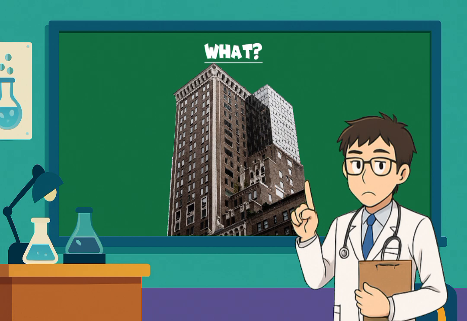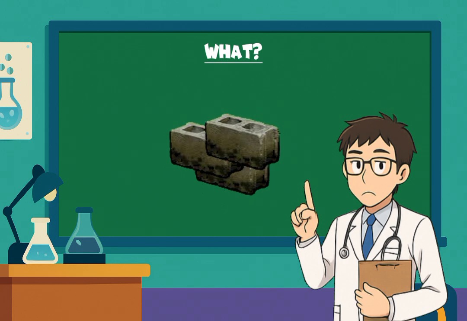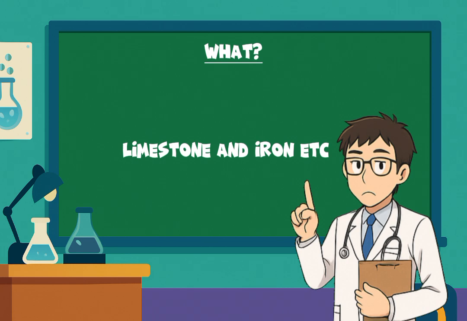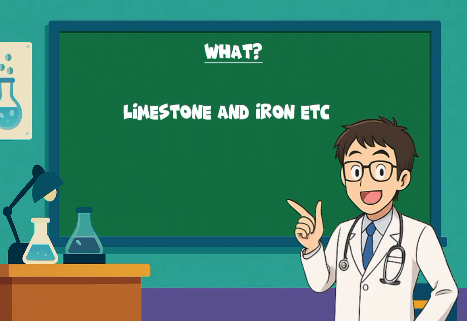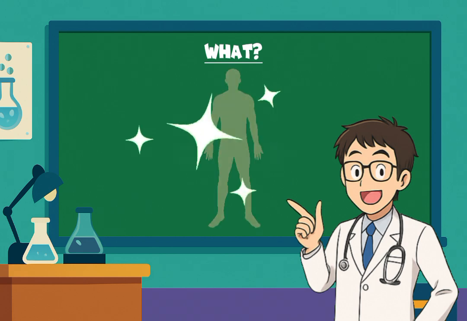Before you get a tall building, you need blocks. Before you get blocks, you need cement. Before you get cement, you need minerals, limestone, and such. Now, those minerals in the position of the cell, those are our normal elements. And elements make up the human body.